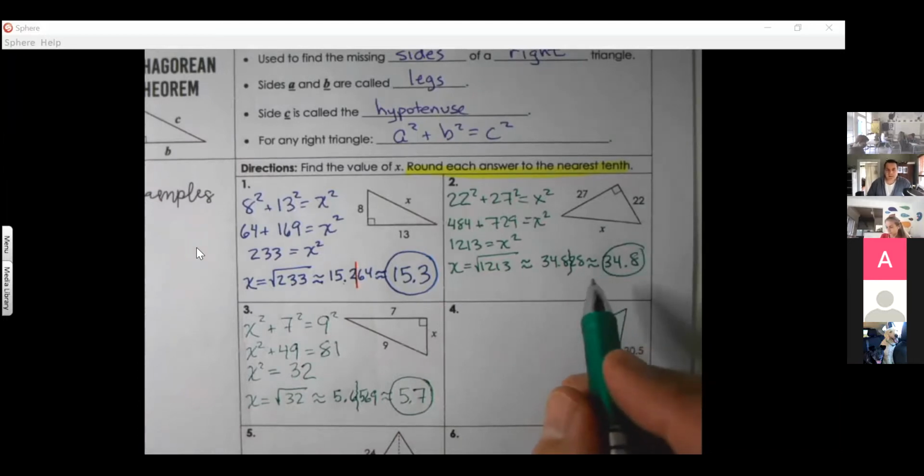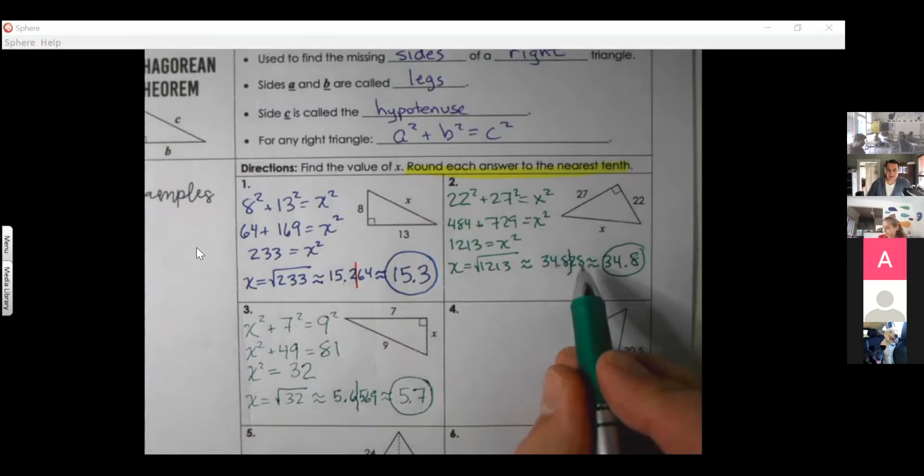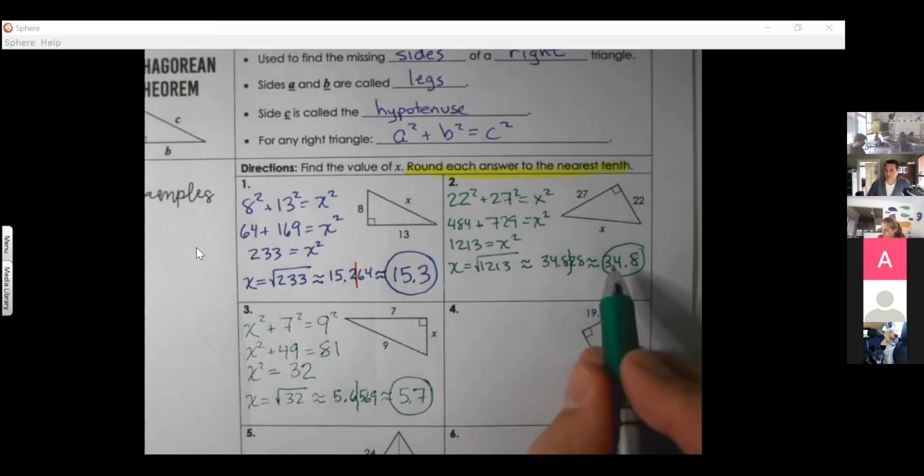All right. So this time when we do it, we get 34.828. I draw the little line after the tenths, and this time it's only 28 out of 100. So that's less than halfway, so I don't round it up.